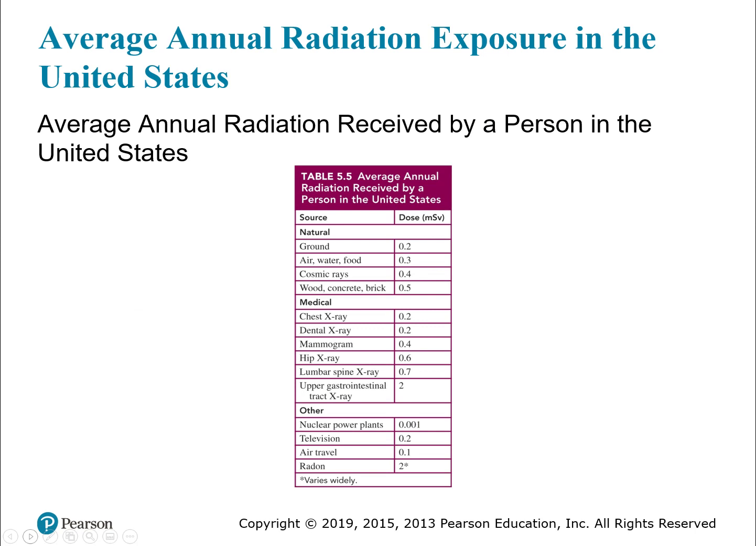So this little chart shows you the annual radiation received by a person in the U.S. It talks about natural sources like from the food and water and air and stuff like that. Medical exposure, so dental x-rays if they look at your teeth, chest x-ray, mammograms, all kinds of things. And then there's nuclear power plants, your TV, air travel. All of these things are exposing you to radiation whether you know it or not.